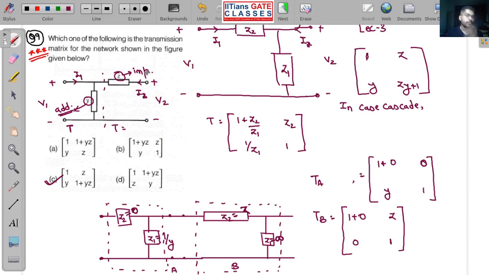So for practice, please solve this using the second method also. Okay, using the second method, please solve this also.